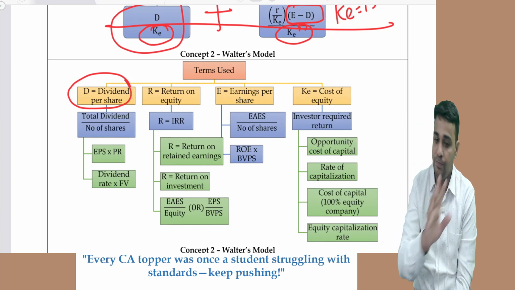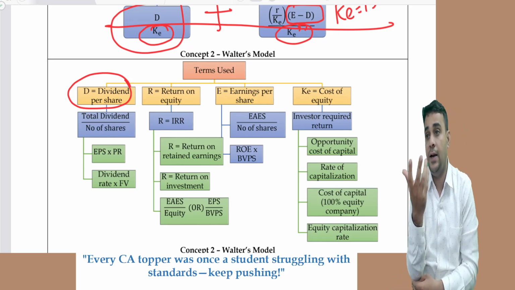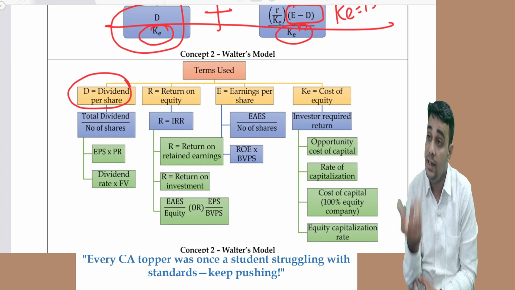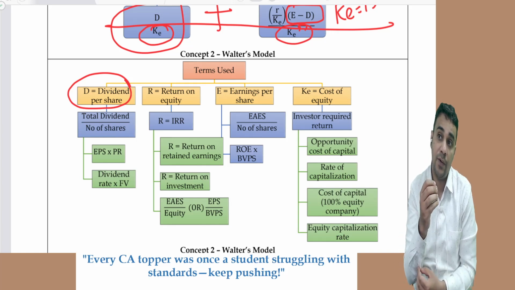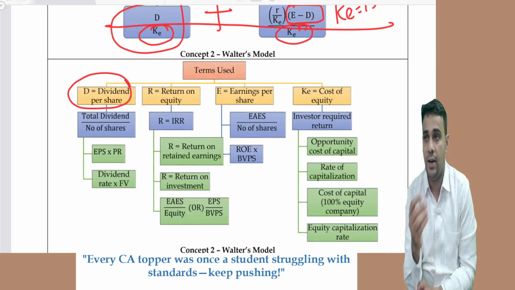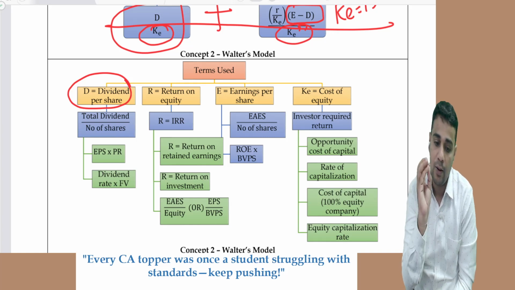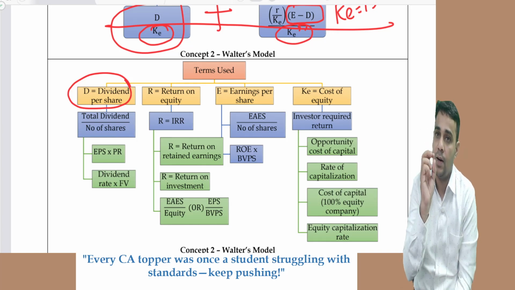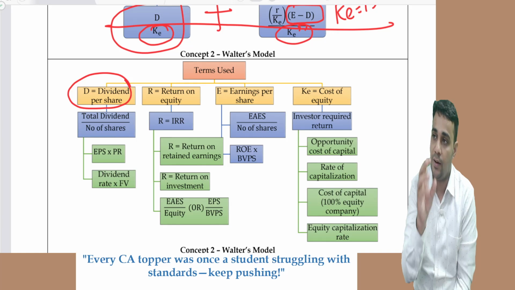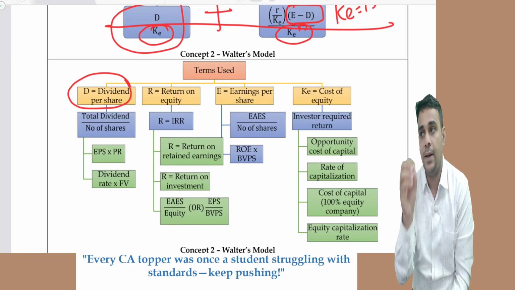This is the first part. Second, return on equity. Some questions will give a different name: return on retained earnings, return on investment, or IRR. Whatever name they use, R basically means what the company is earning. It can be called return on equity, IRR, return on retained earnings, return on investment, return on capital employed, or return on funds employed.